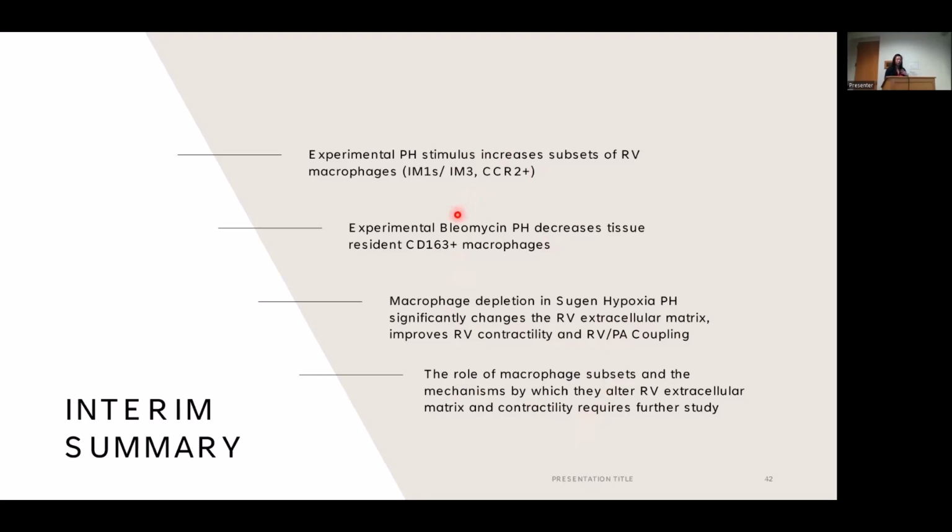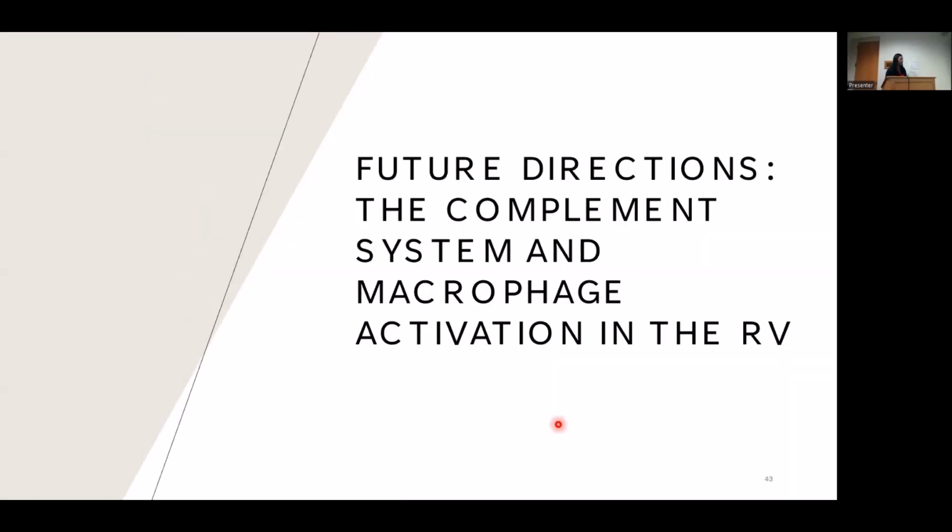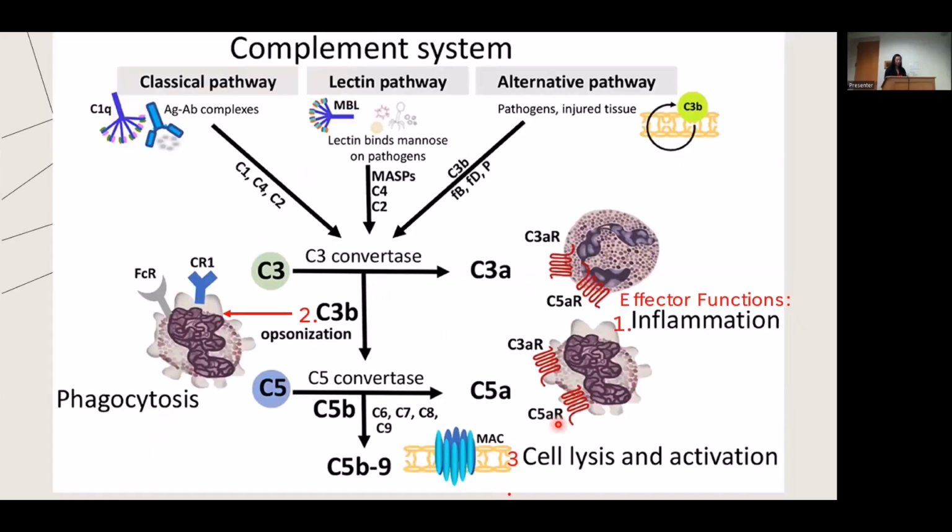What are these macrophages programmed to do, and by what mechanisms are they affecting the right ventricular extracellular matrix or the right ventricular contractility? That essentially needs further study, and that's what some of my future experiments are going to be focused on. So my future directions are going to be looking at the complement system and its interactions with macrophages in the right ventricle.